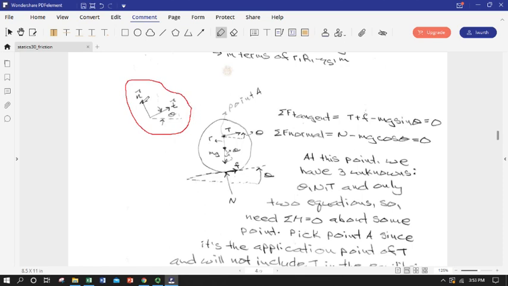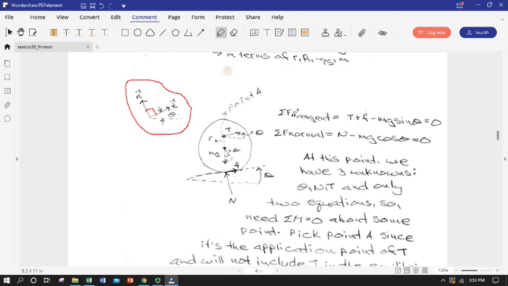So here's our coordinate system. We have our tangent unit vector and a normal unit vector, and these are of course orthogonal, and they're at an angle theta to our horizontal and vertical coordinate axes.